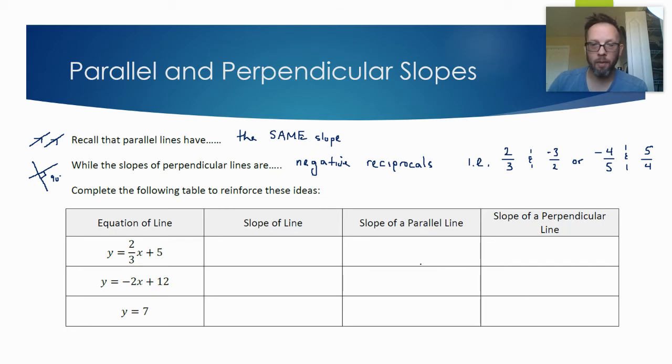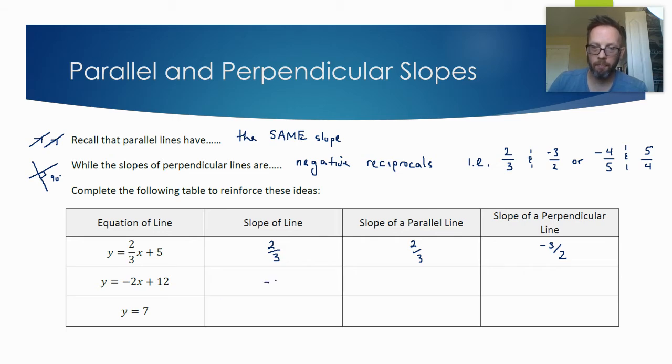The slope of this line is 2/3. It's in y equals mx plus b form. We can read it off. Remember that parallel lines have the same slope. So a slope of a line parallel to this one would also be 2/3. And it looks like I've kind of spoiled the game because we've already done that as an example up here. A line that's perpendicular would have a slope of -3/2.